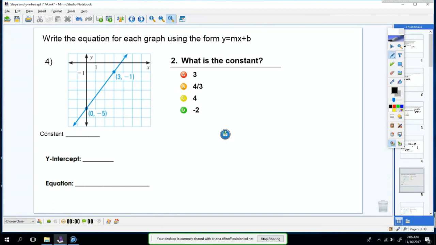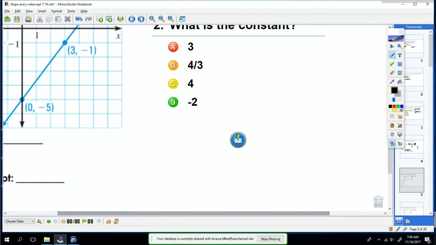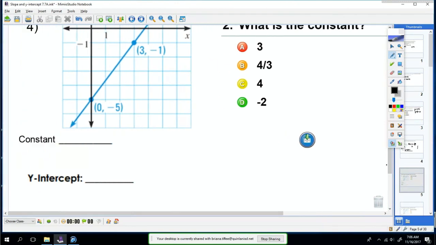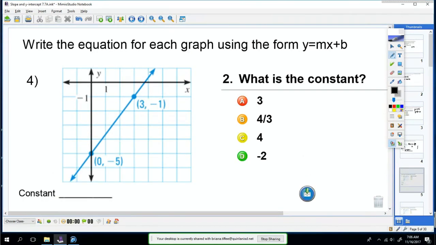So we got to find our constant. So we're going to use rise over run. So let me zoom in again. So we're going to choose a lower point. So here's my lower point. So we're going to go 1, 2, 3, 4. Okay, so I rose 4. So now I'm going to run. You're going to go 1, 2, 3. So I ran 3. And they're both up and to the right, so they're both positive. So my constant is 4/3.